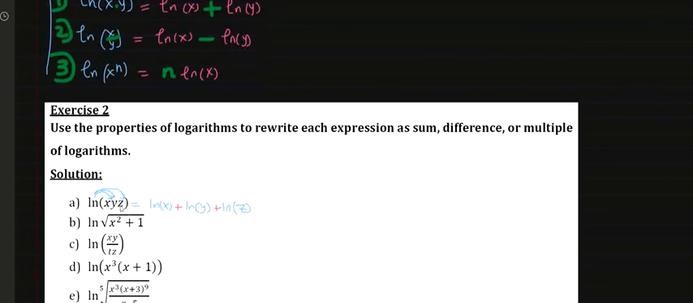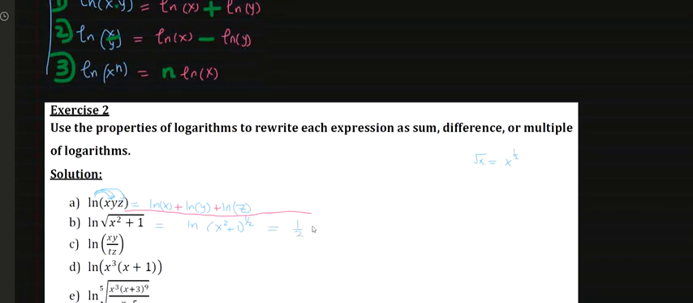What about number B here? Number B, we have a square root, the ln of the square root, and we know that the square root of x is x to the power of 1/2. Therefore, we might rewrite this first before applying the property. In order to fit one of the three above properties, rewrite the square root as a power of 1/2. And then we might use property number 3.